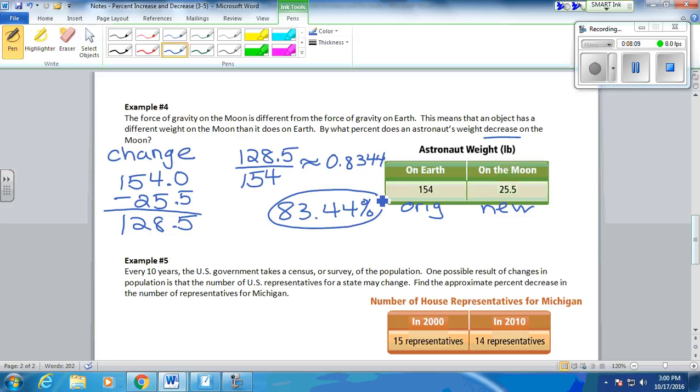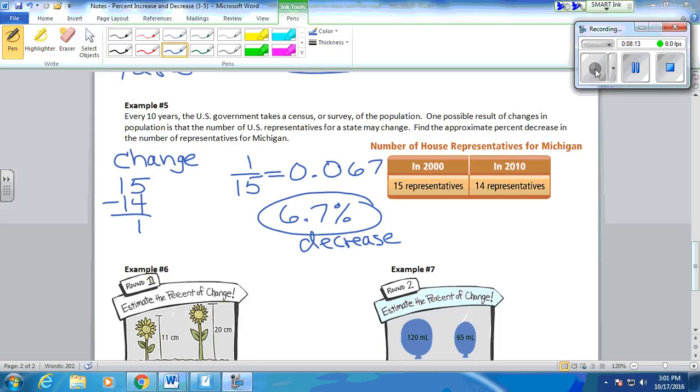Go on, give number 5 a chance. Okay, so for number 5, this is a good little social studies lesson as well, that the number of representatives in the House of Representatives is dependent upon the population. So since there is a census every 10 years, the number of representatives for a state can change depending on the population of every state.